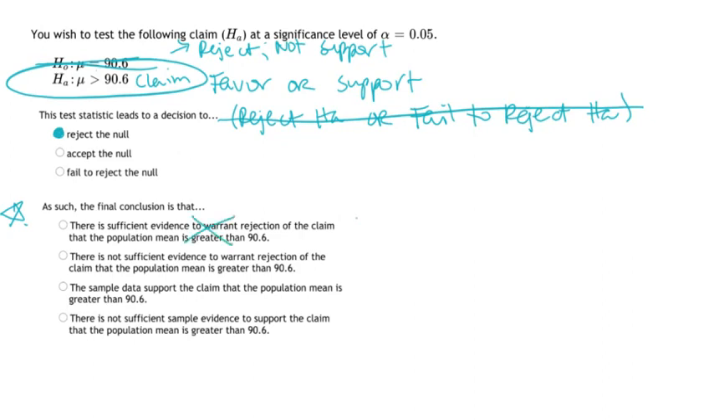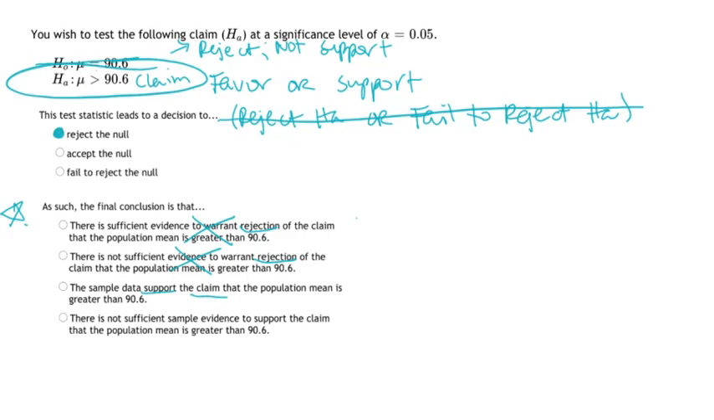In the second one, there is not sufficient evidence to warrant rejection of the claim. Again, that language, rejection of the claim, of the alternative hypothesis, is never used, so I can cross this one off also. Number 3, the sample data support the claim that the population mean is greater than 90.6. I am using that word support, and I am supporting or favoring that claim, so this one's definitely a contender.